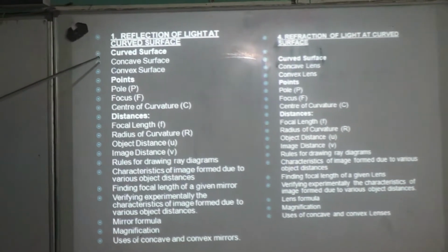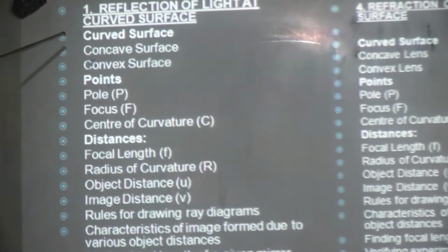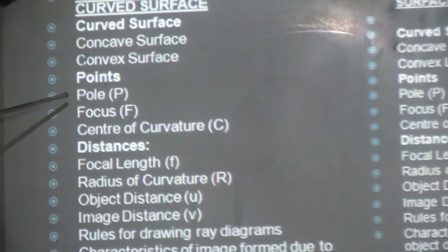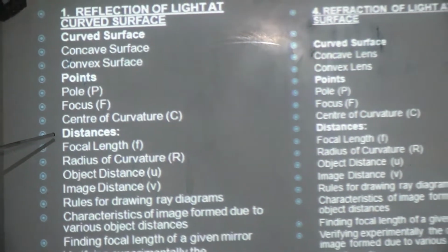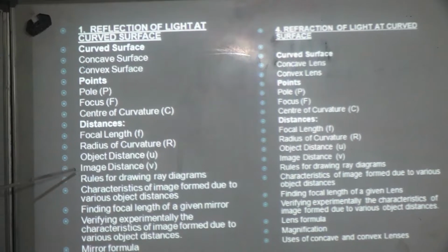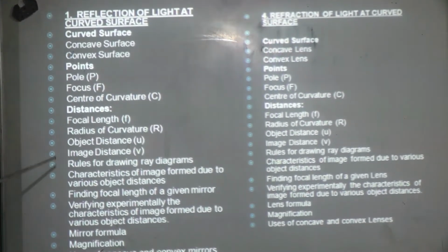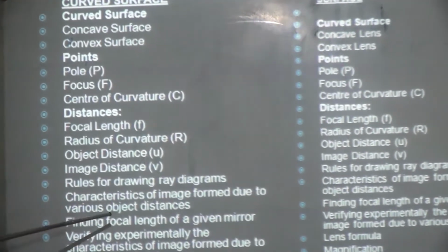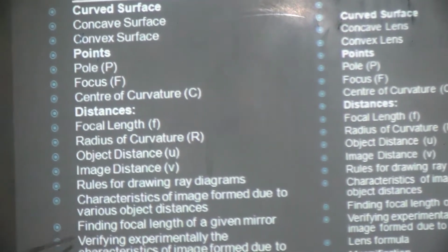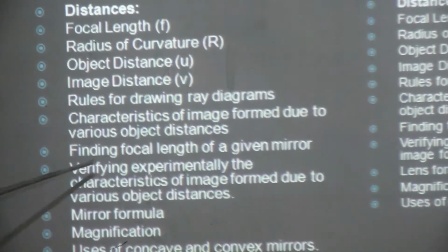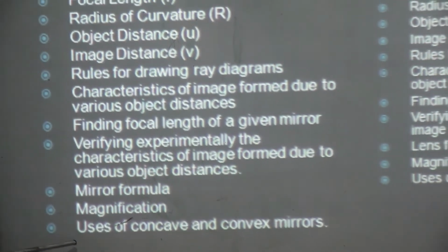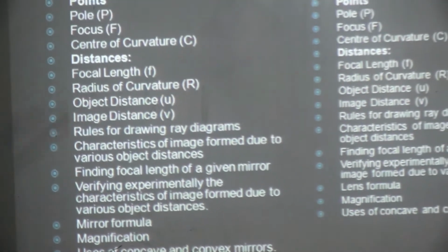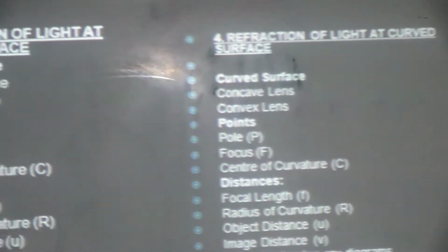If you see the first chapter, these are the main concepts we are discussing: curved surfaces, concave and convex surfaces, points on the mirror (pole, focus, center of curvature), distances that we measure in the mirror (focal length, radius of curvature, object distance, image distance), how to draw ray diagrams and the characteristics of images formed, experiments on finding the focal length and verifying the characteristics of images formed, mirror formula, magnification and uses. These are the main points we have to discuss in the first chapter, and the same will be in the fourth chapter also. Now let us discuss one by one.